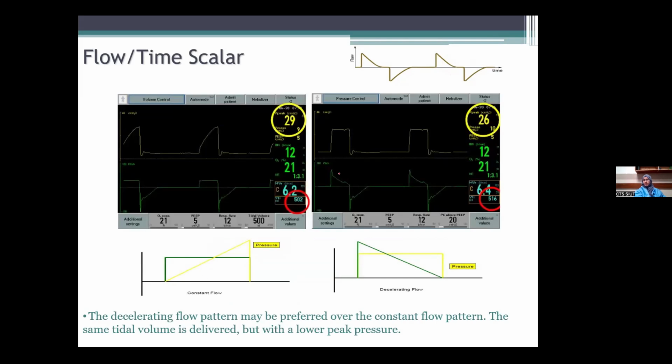So this is the concept that we are discussing over here, Dr. Zaid. That the decelerating flow pattern may be preferred over the constant flow pattern. The same tidal volume is delivered, but with lower peak pressures. So you can see over here that with the decelerating waveform, you can deliver 516 of tidal volume at a peak of 26, and over here the peak has risen to 29 for delivering the same volume.